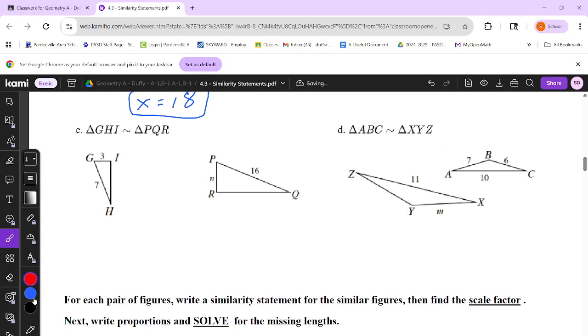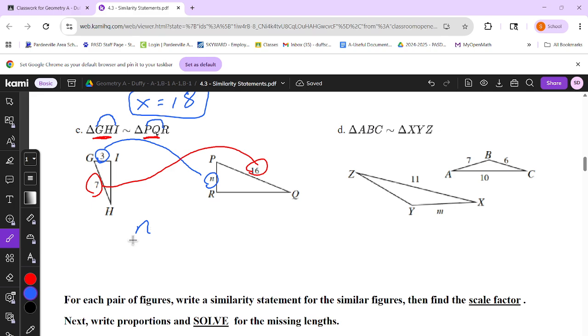Moving on. Once again, should work out the same. PR. P to R would be first to last. G to I would be first to last as well, so those will correspond to each other. Then I have 7, which is on GH, first two. So first two of the other would be PQ. Sure enough, I have that. Very nice. Not too bad.